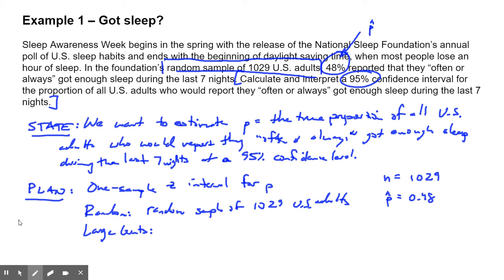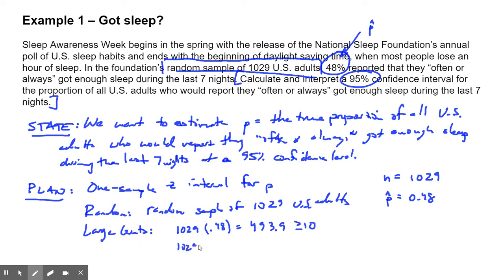And now we need to check if n times p hat and n times 1 minus p hat are at least 10. So n, 1,029, times p hat. If I do that in a calculator, 1,029 times 0.48, I get about 493.9. You could round that up to 494 if you wanted to. I don't care. But that is at least 10.